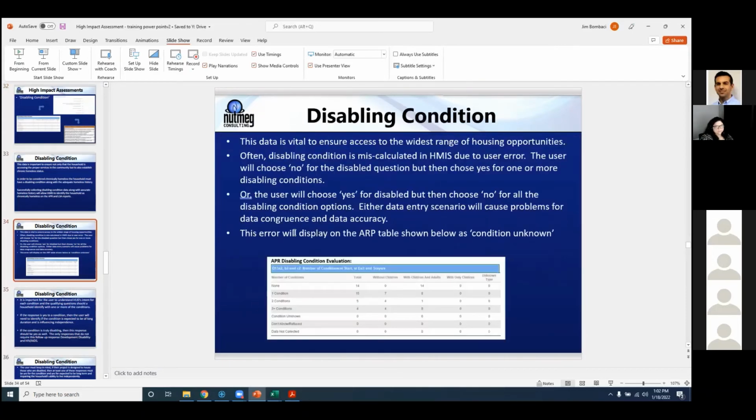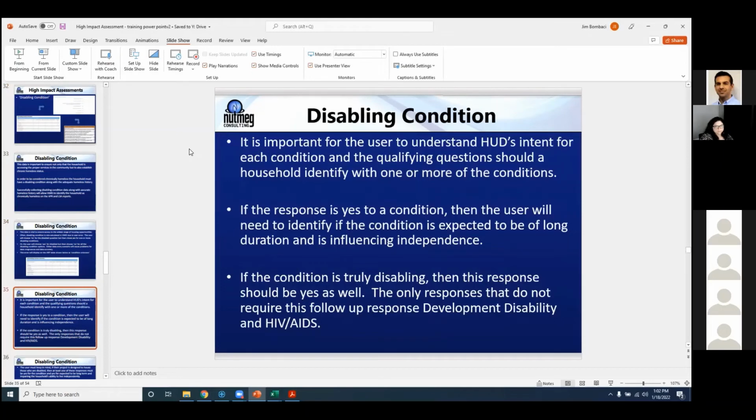The disabling conditions table on the APRs, we said, will provide you the number of yeses, the number of nos, the number of data not collected. So just make sure you pay attention to that. It's important for the user to understand HUD's intent for each condition question. So we talked about that. If the person's yes to disabling condition, then is it of long duration? For mental health, substance abuse, things like that, most likely it is impairing their ability to live independently. Otherwise, they would be in a fair market rent scenario.